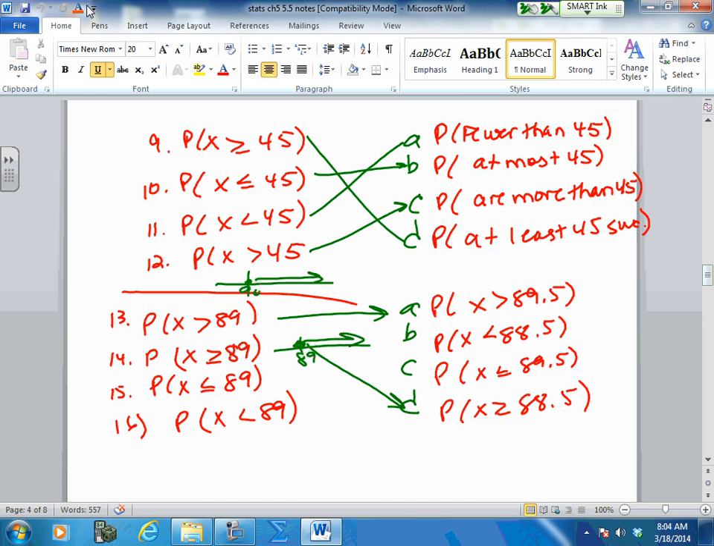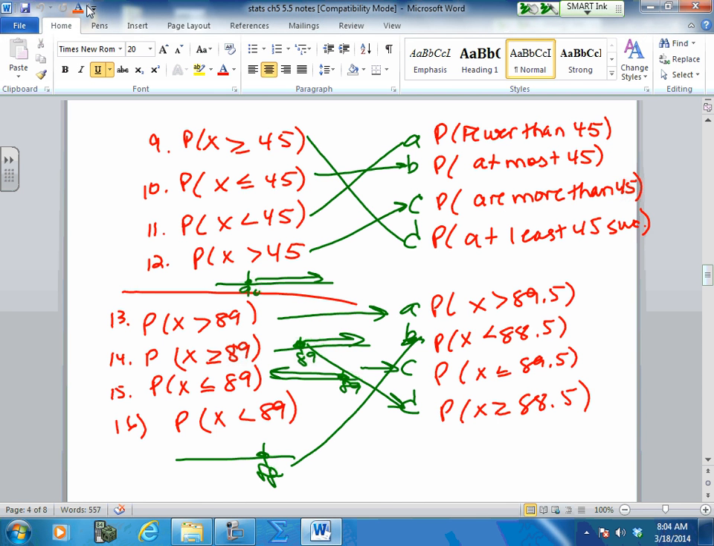How about this guy? What's the highest number we'll be able to use? 89. Is it a lower end or an upper end? Upper. So what's that become? 89.5. C. And your last one is D. What's the highest number we can use? 88. Can't use 89. So bring this guy to 88.5.